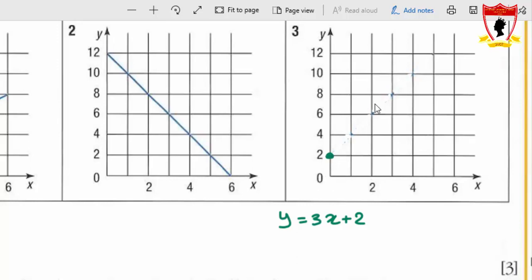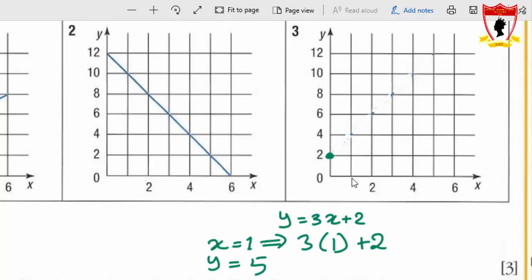And to get the other numbers, if I put 1 in place of x, if x is equal to 1, then y will be 3 times 1 plus 2. 3 times 1 is 3, plus 2, so y will be 5. If x equals 1, y equals 5. Then here x is 1 and here y is 5. So there is a straight line passing through these 2 points that represents the graph of this equation.